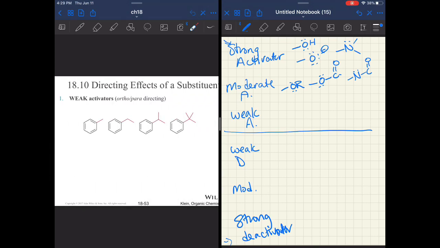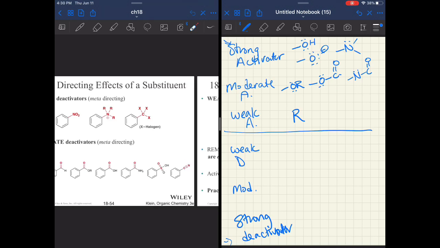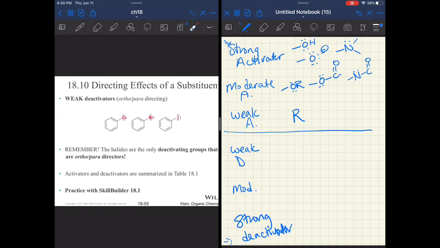There's only one group in the weak activators. That's just your alkane pieces. These are weak. They give you ortho and para because of the more stable tertiary carbocation that you get, but they don't have a fourth resonance structure. Weak deactivators, and see they go in a different order here. Weak deactivators are your halogens.